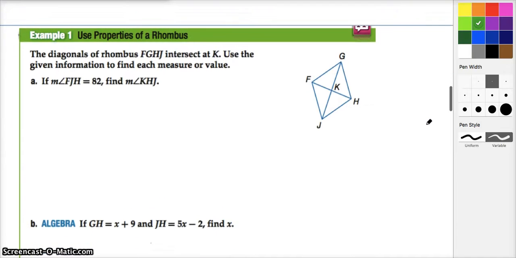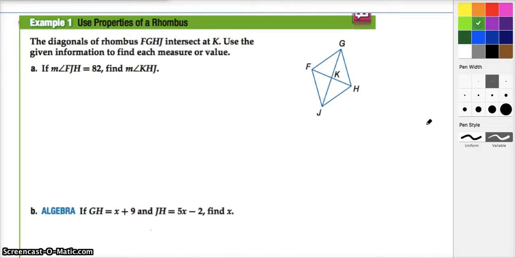I know you're thinking, why is that the case? All right, let's take a look at the first example. Example 1, use properties of a rhombus. So they tell us that the diagonals of this rhombus, so they're confirming that this is a rhombus here, FGHJ, intersect at K. Use the given information to find the value of each measure. So here we've got F, J, H, and we're given that angle value is 82.